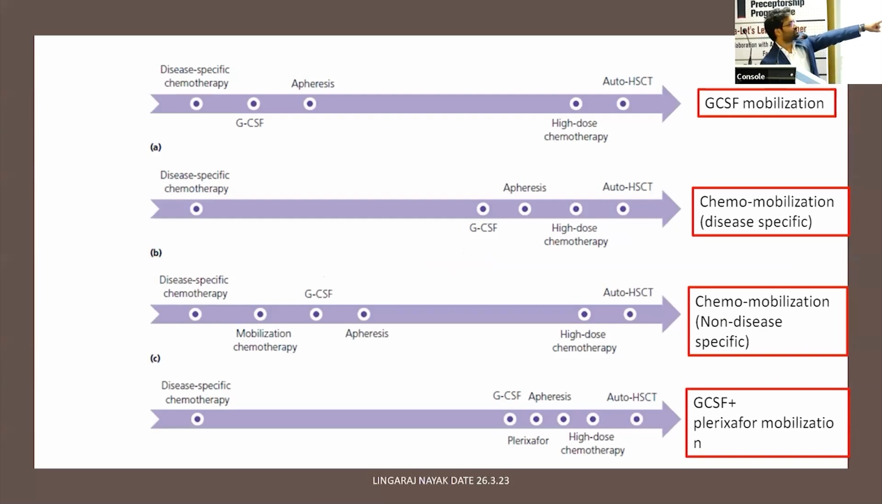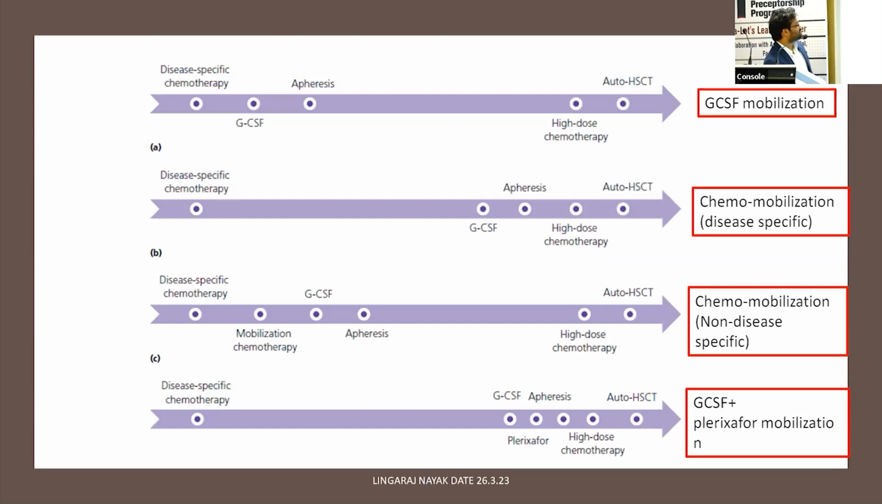So these are the ways to mobilize stem cells. Four different approaches: GCSF alone, and chemo mobilization, which again has two parts, disease specific and non-disease specific, and the fourth one is GCSF with Plerixafor. What do you do with GCSF alone? You give GCSF and then you collect. Very interesting, not very complicated. Four days of GCSF, then you collect on the 5th day.